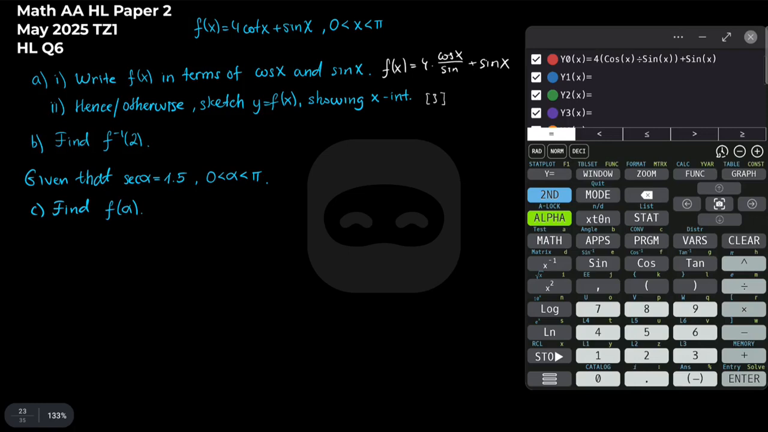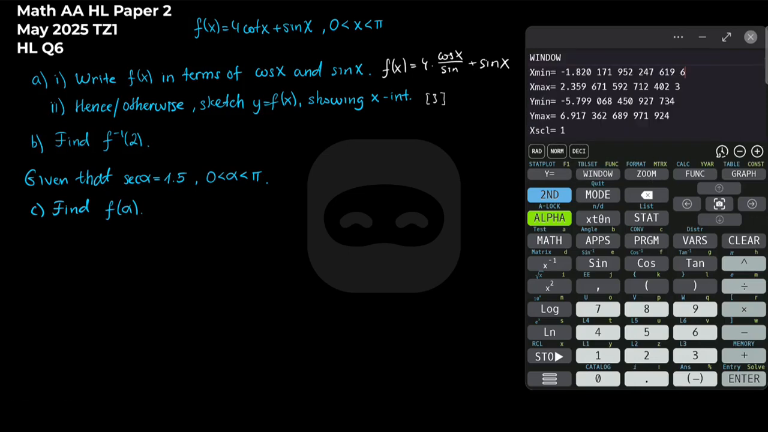Now I am actually going to go back a little bit because we do have to fix the window. Why? Because we're given the fact that x is between 0 and pi. So that means the graph is going to be between 0 and pi. So for the x minimum, let's just say I set it at -1, just so that we have a little bit of room. And then for the x max, they're saying it's pi. So let's just plug in pi, right?